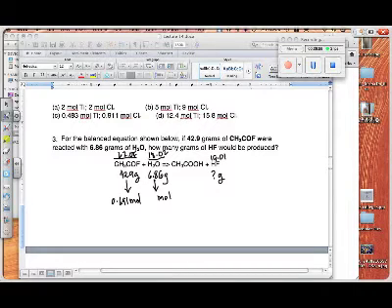Okay, 6.86 divided by 18.02. And I get 0.381 moles of the H2O. All right, this divided by 1 versus this divided by 1. Obviously, this is my limiting reactant and is the one I must use.